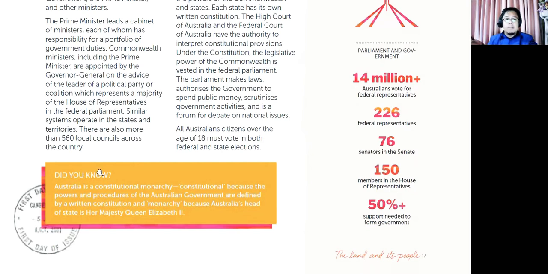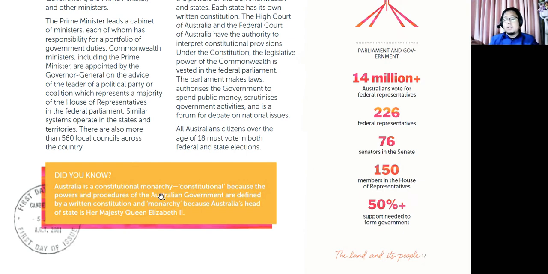All right, now this is interesting fact. Did you know Australia is a constitutional monarchy? Constitutional because the powers and procedures of the Australian government are defined by a written constitution, and monarchy because Australia's head of state is Her Majesty Queen Elizabeth II.